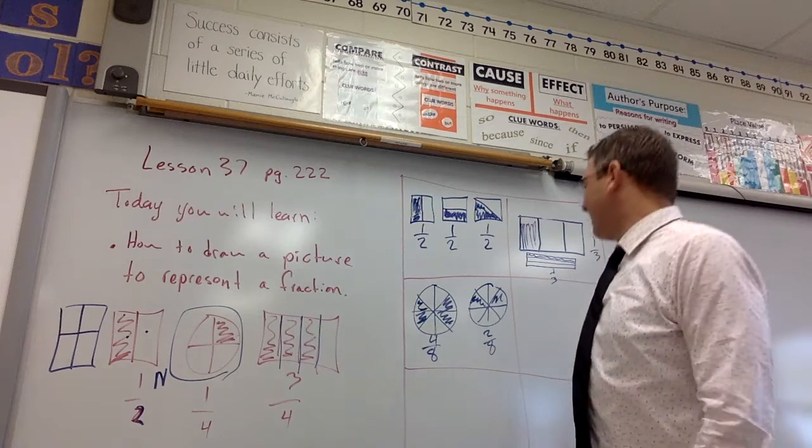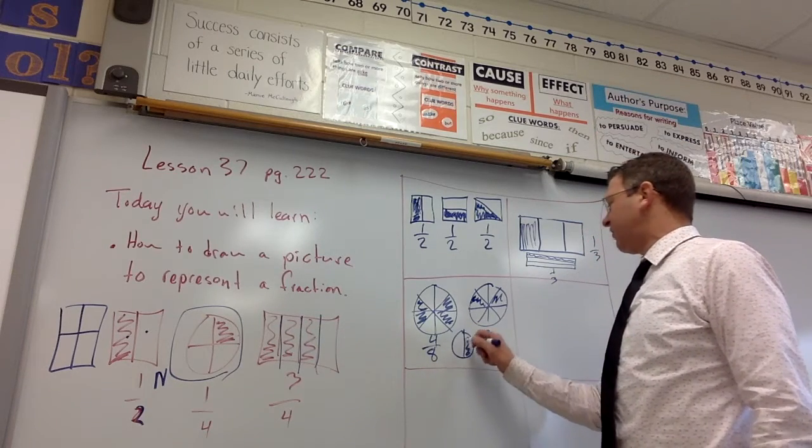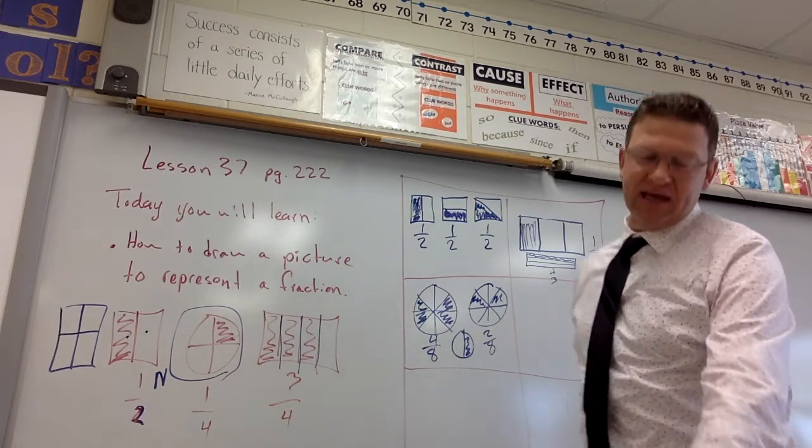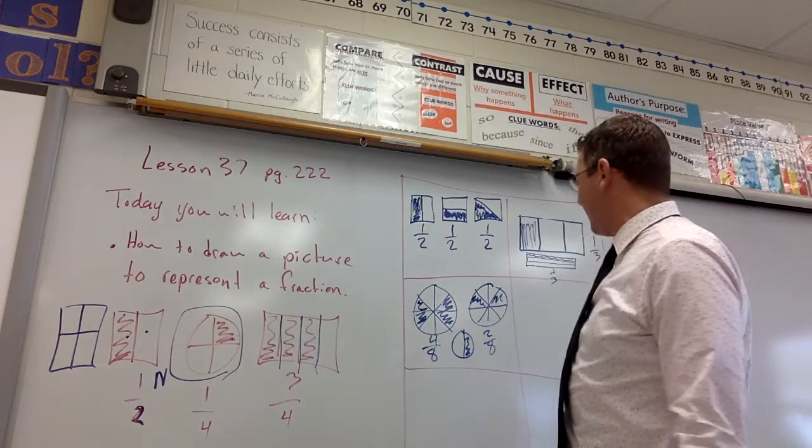Well, C is obvious. It looks like a half is divided right down the middle. And D, every other one is. So obviously our answer is B.